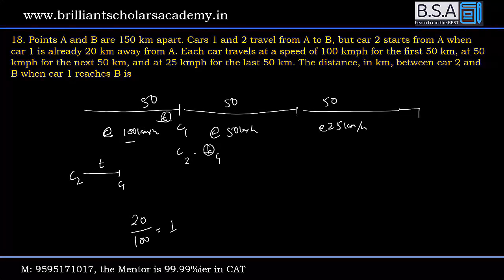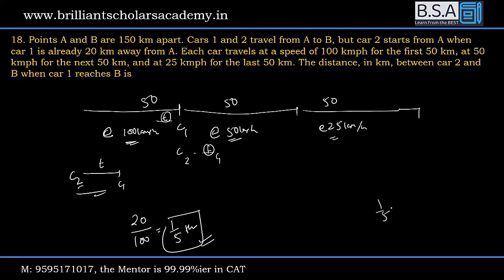ये जो 20 किलोमीटर ट्रेवल करके आगे आ गई कार, हाउ मच टाइम वुड इट हैव टेकन? It would have taken 1/5 hours. तो दोनों के बीच में, because speed is always maintained constant, there will always be a gap of 1/5 hours. So 1/5 hours कितना होता है 25 किलोमीटर के हिसाब से? It is 5 kilometers. You see, आपका भी आंसर वही आया.